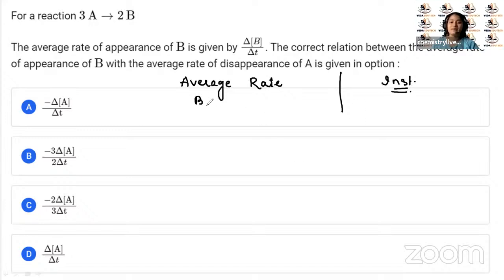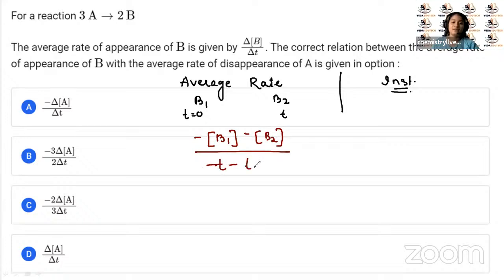Suppose we see that B1, B2, this is t equal to 0 and this is t equal to t. Okay, so what is the difference? What is the change? I can see that this is minus of B1, and B2 divided by t minus t0. Okay, can I say that this is the change? Yes, this is the change, this is the rate of reaction. Okay, this is the average rate of reaction.